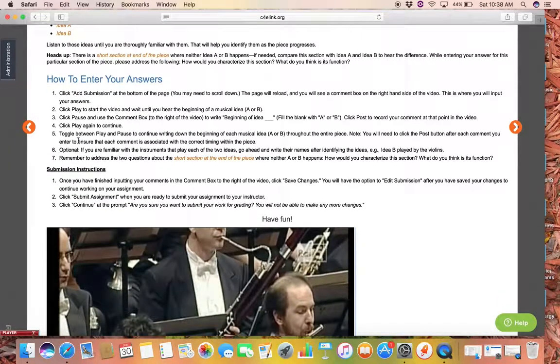Optional, but I would like you to try to do this. If you are familiar with the instruments that play each of the 2 ideas, go ahead and write their names after identifying the ideas. Example: idea B, played by the violins, which is true. And don't forget to address the 2 questions about the short section at the end of the piece, where neither A or B happens. How would you characterize that section? What do you think is its function? And that's it.